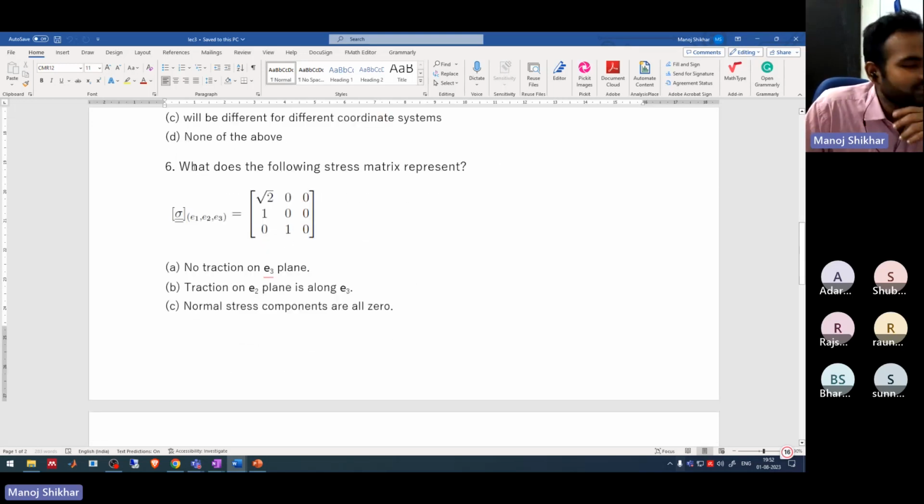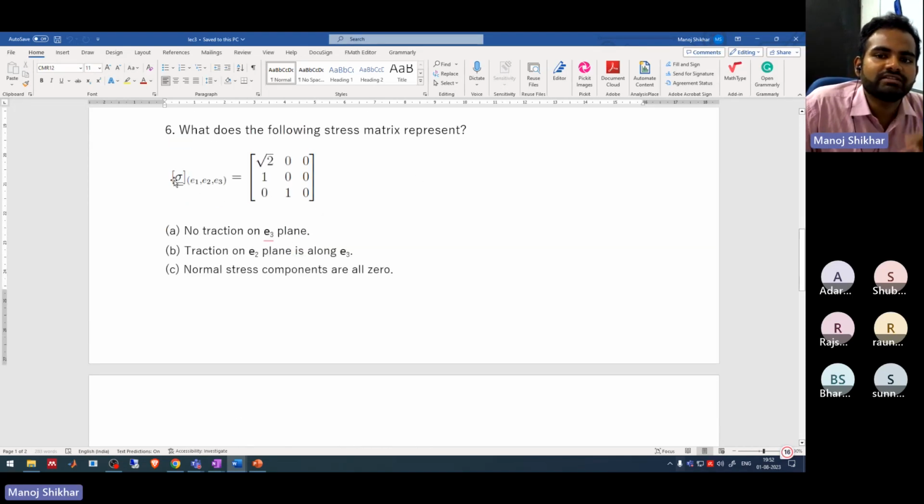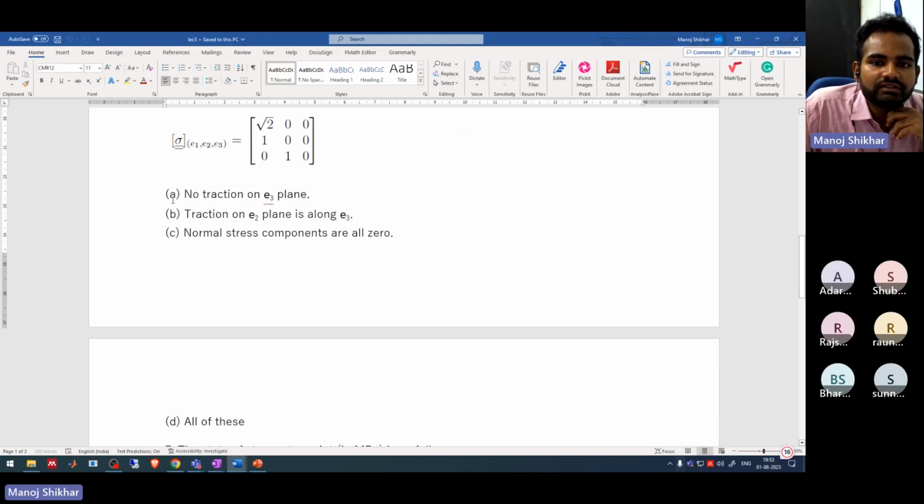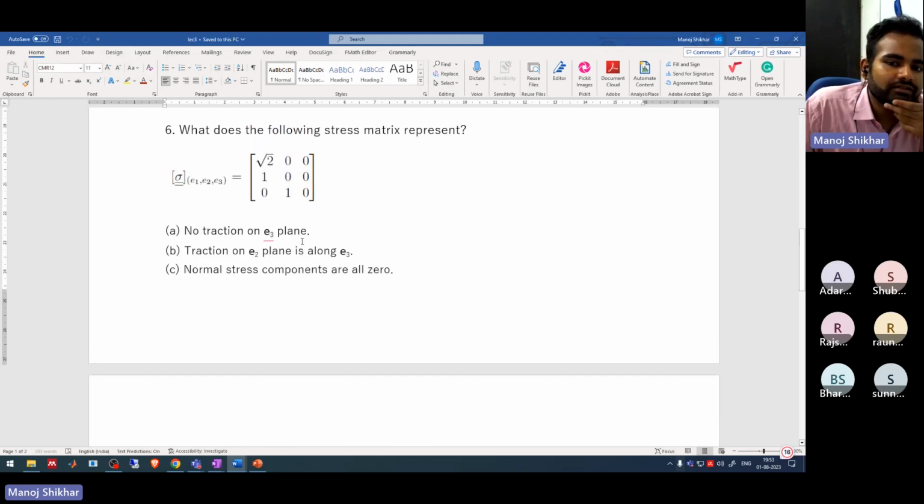Now this is a very good question actually. If you look at question number 6, if somebody knows the basics, he or she will be able to solve this within a fraction of a second. What does the following stress matrix represent? So you are given a stress matrix sigma. You can see there are 3 rows and 3 columns. The options are: no traction on E3 plane, traction on E2 plane is along E3, normal stress components are all 0.